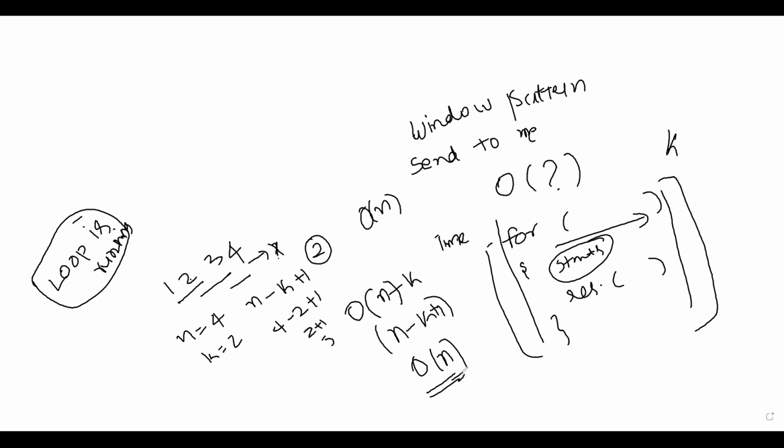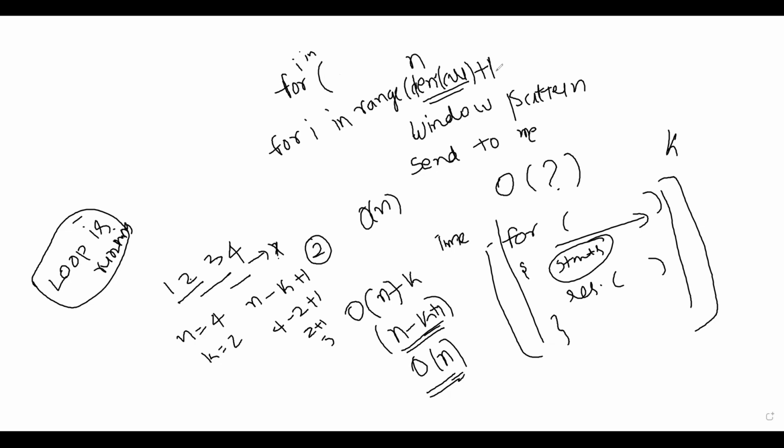Whenever I write it as an equation, you feel it is difficult. But you will write this n minus k plus 1 in your for loop. For sure, you will write this. In the for loop, if you write for i in range of len of array plus, what is len of array? Here, in this case, it is n plus 1 minus k. That is n minus k plus 1. You will write it in this way.